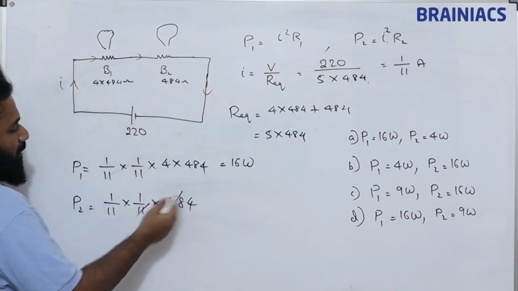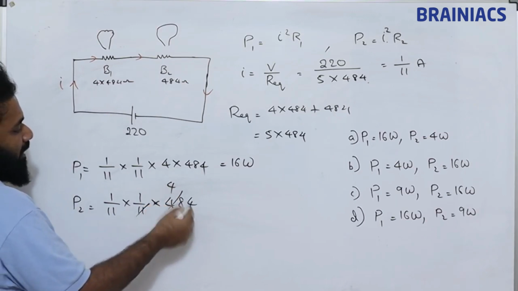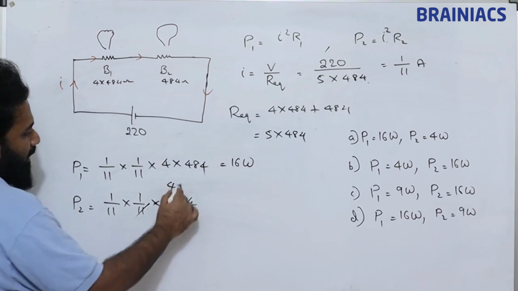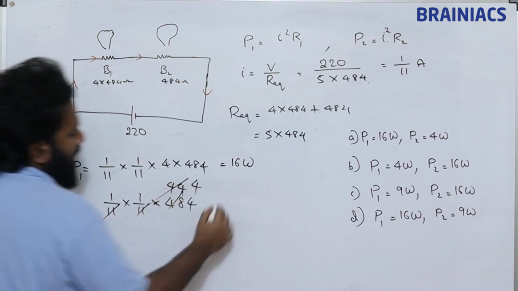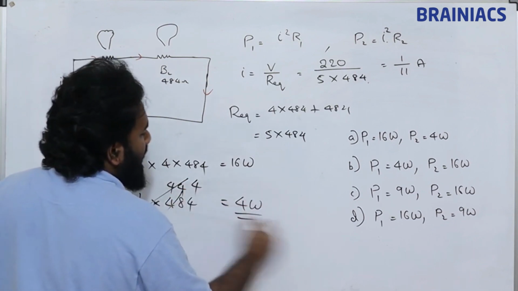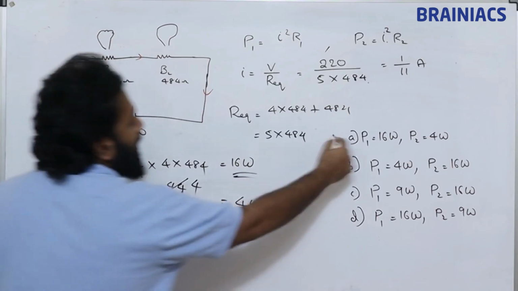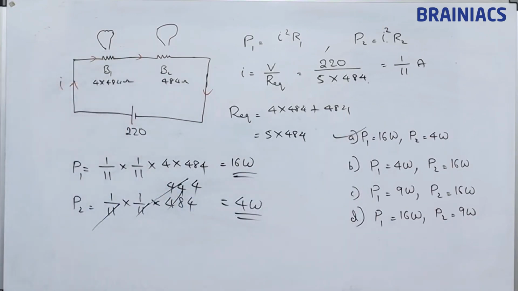So by doing this, 4 times it will be there, then again 44 will come, that also will be 44. So again if we multiply, this will be 4 times. That is how we get 4 watt, 16 watt and 4 watt. Option A will be the answer.